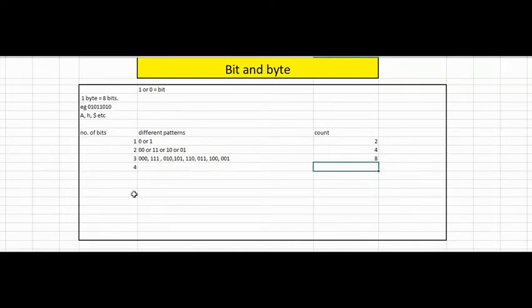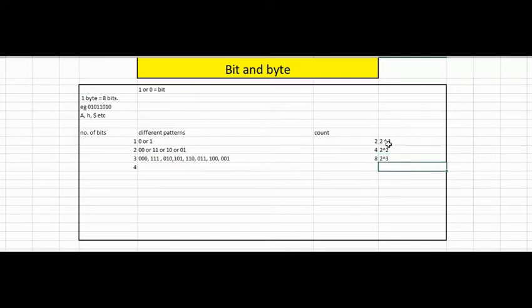So now we can draw some conclusions from here. If we have 1 bit, then the total count is 2 patterns, and this can be written as 2 power 1. If we have 2, then it's 4, and 4 can be written as 2 to the power 2. In the same way, 8 can be written as 2 to the power 3.